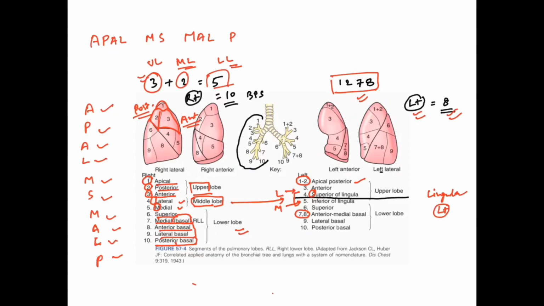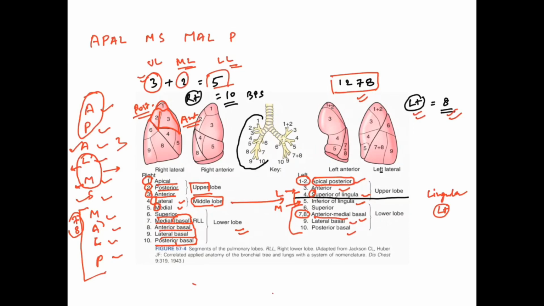Apical posterior, because A and P are together. Then the third one is anterior, and the fourth and fifth, which were lingular, have their names changed. Lateral becomes superior and medial becomes inferior. Rest is the same. The last four are the basal segments. So this 7 and 8 become together and become anteromedial basal, lateral basal and posterior basal.